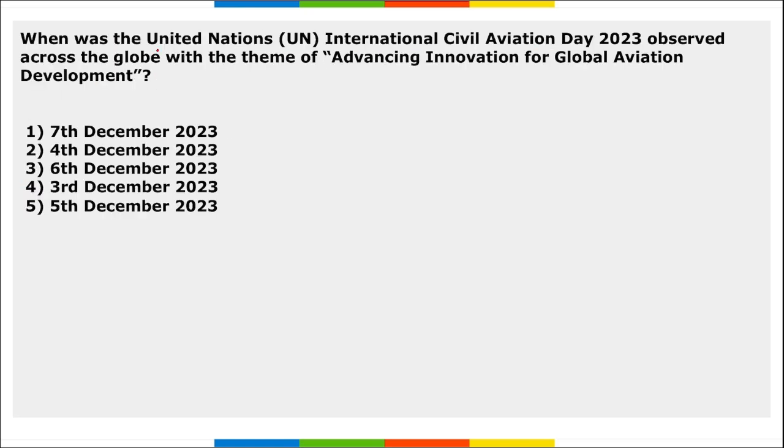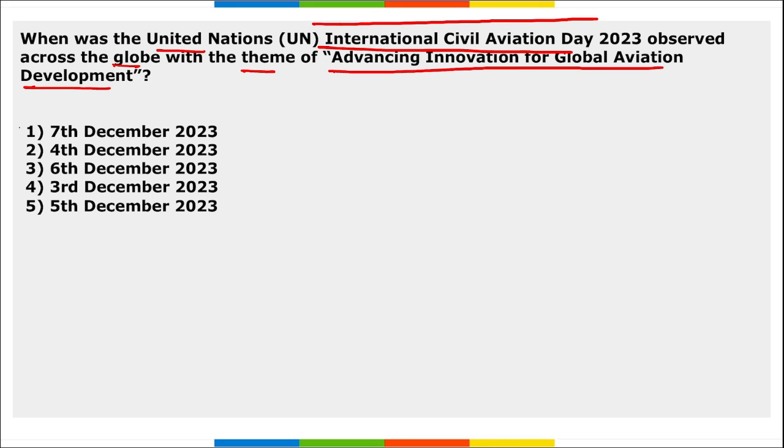Next, when was UN International Civil Aviation Day observed across the globe with the theme advancing innovation for global aviation development? I repeat, what is the theme, or when was the International Civil Aviation Day observed? So this International Civil Aviation Day was observed on 7th of December. And if the theme is being asked to you, what is the theme? Advancing innovation for global aviation development.